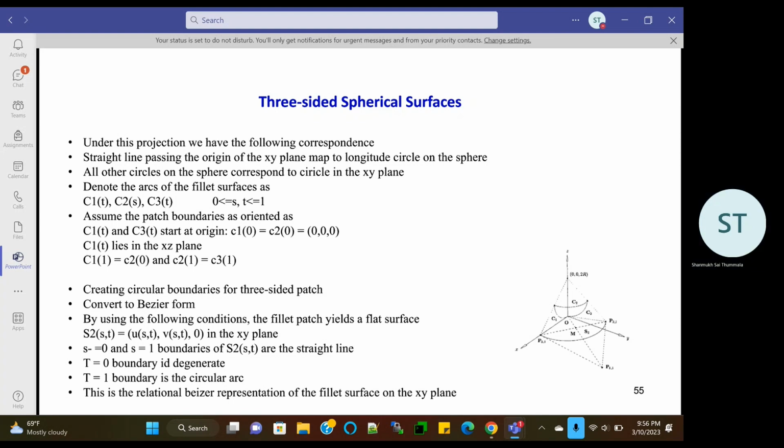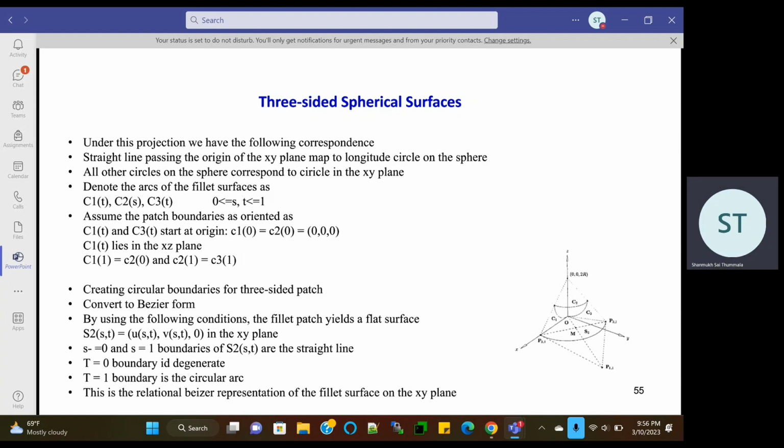Now we denote the arcs of the fillet surface as C1 of t, C2 of s, and C3 of t, where 0 is less than or equal to s and t less than or equal to 1. Now, assuming the patch boundaries are oriented so that C1 of t and C3 of t start at the origin, we can observe that C1 of 0 equal to C2 of 0 equal to 0, 0, 0, and C1 of t lies in the xz plane, where C1 of 1 equal to C2 of 0 and C2 of 1 equal to C3 of 1.